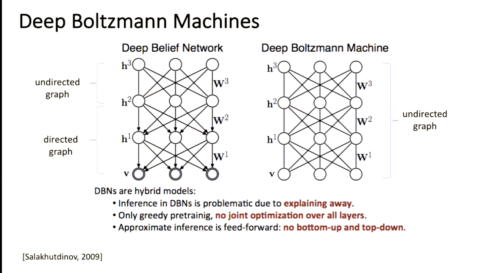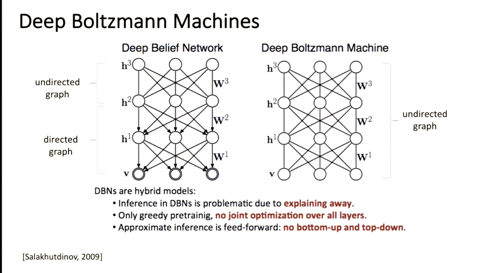As compared to your deep belief networks, inference in DBNs had some issues. Because of the directionalities, you get into these explaining away problems. Also, this greedy pre-training procedure did not allow you to have a joint optimization over all the layers, so you would have to do this one by one. And the approximate inference, as we saw, was essentially feed-forward, so you did not have bottom-up and top-down inference.